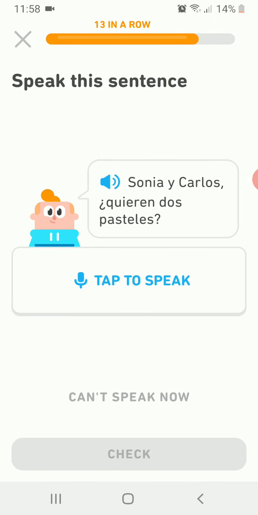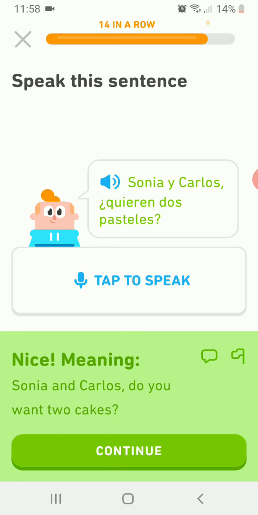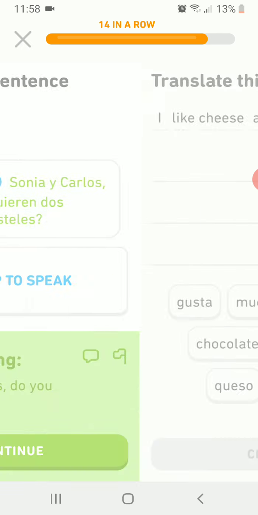Sonia y Carlos, ¿quieren 2 pasteles? So I have to read this sentence now. This is the plural form of the noun pastel, cake. So it's a question, so you have to use the right intonation. Sonia y Carlos, ¿quieren 2 pasteles? Sonia and Carlos, do you want 2 cakes?